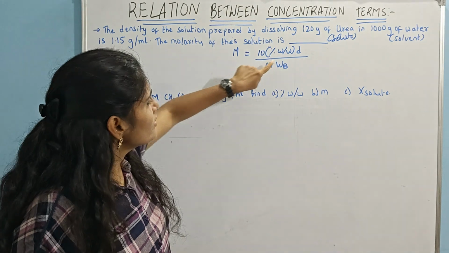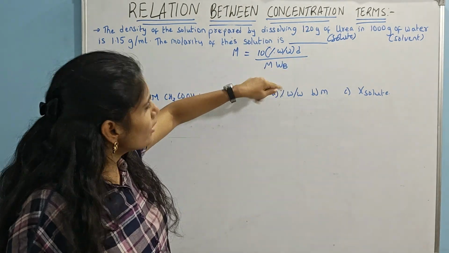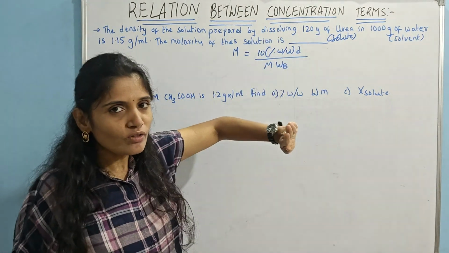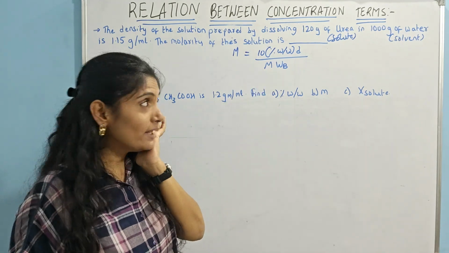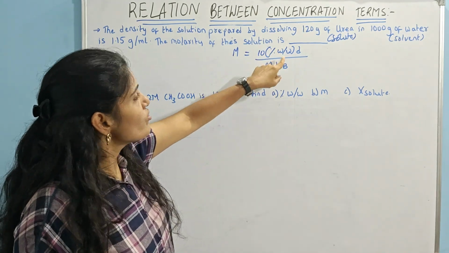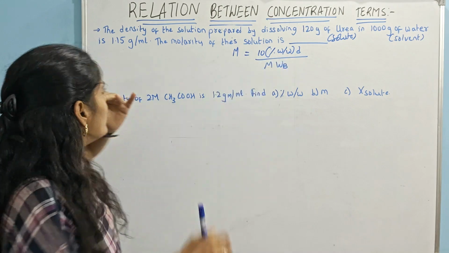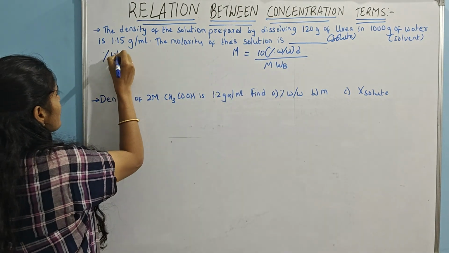Here I have all other things. I have density, and the molecular weight of solute I can calculate because I already know it is urea. Using the urea formula I can calculate. So what is the information which I don't have here? Percentage weight by weight. So let me calculate percentage weight by weight.